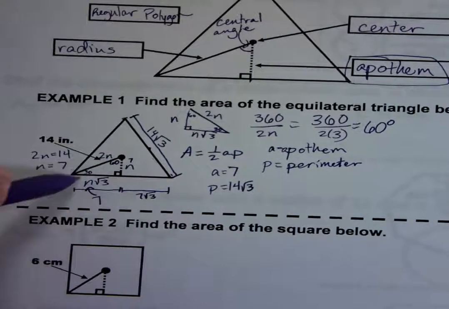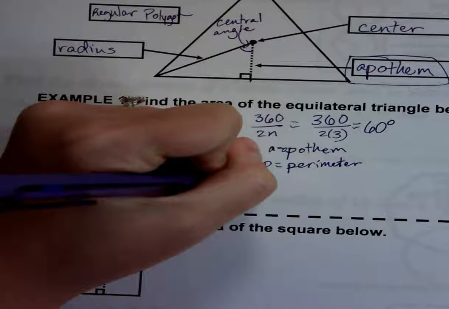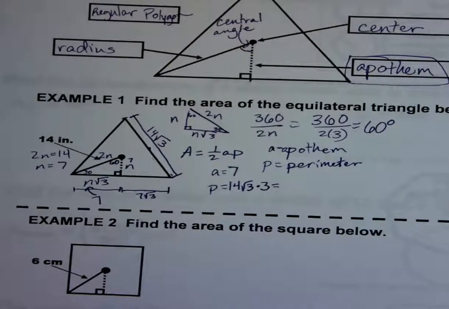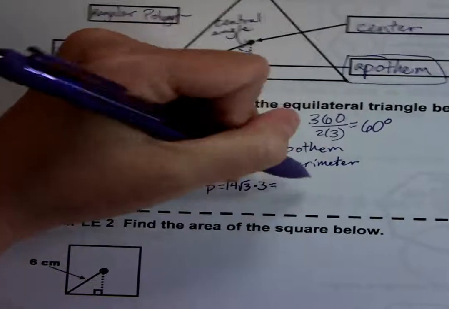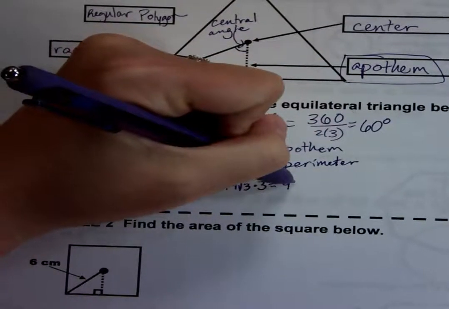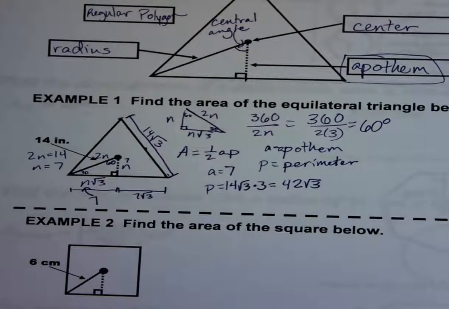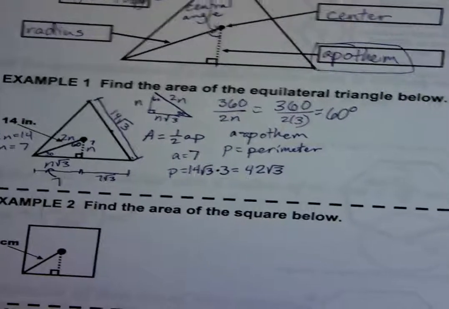How many sides are there? 3. So to find the perimeter, we've got to figure out 14 root 3 times the number of sides. So that's where our 42 root 3 comes in for our perimeter. All right, awesome. Now we have everything we need to solve.